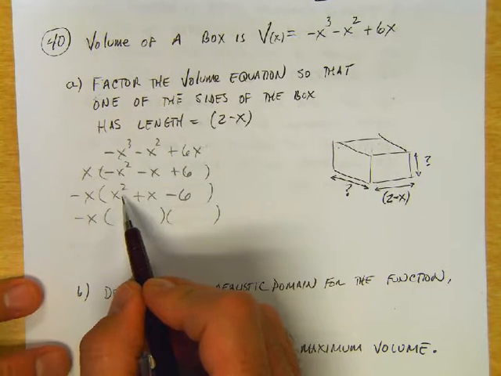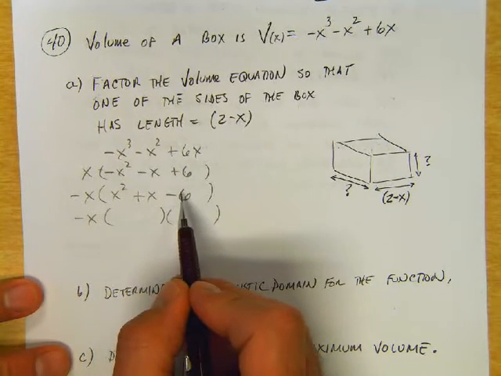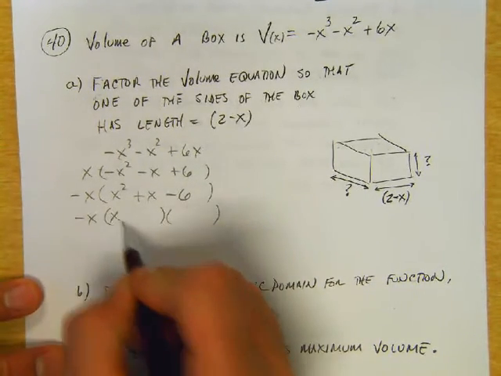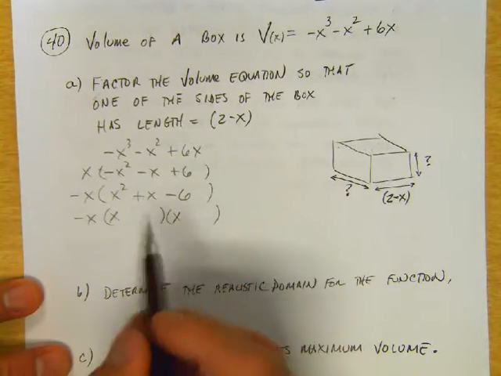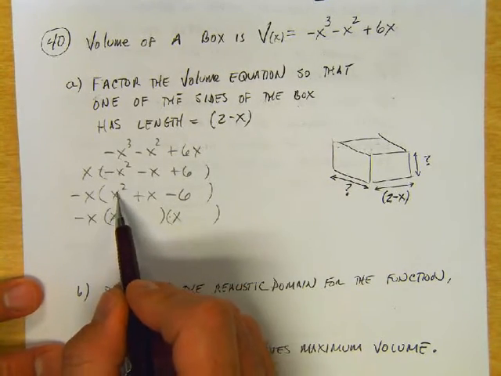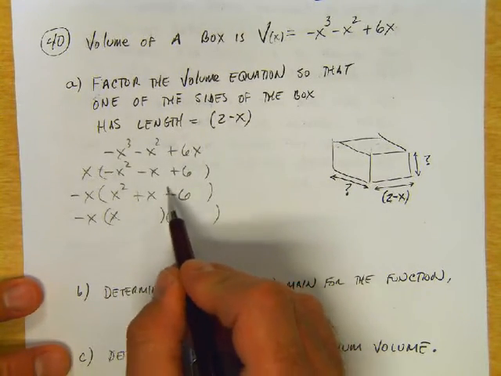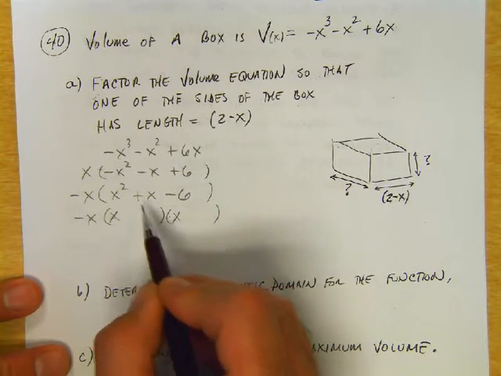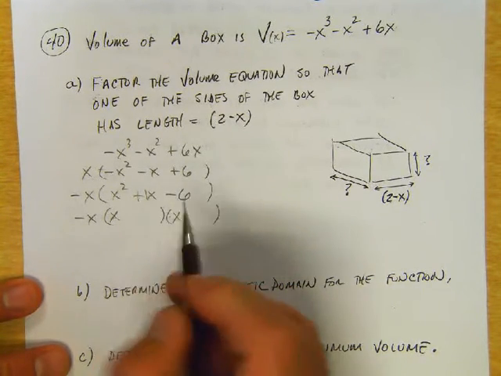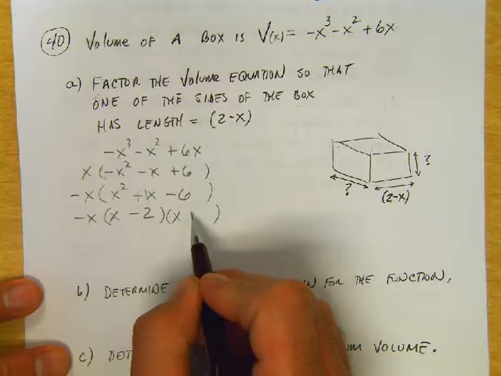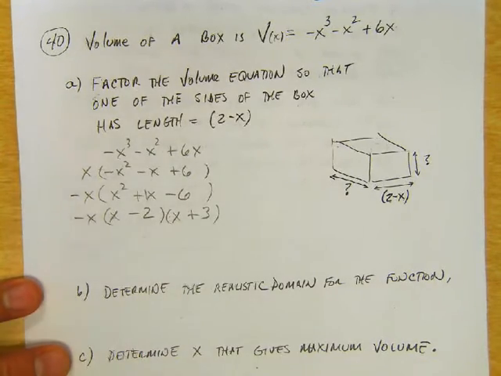Now, this quadratic trinomial can be factored into two linear binomials. x times x is x squared, and we need two numbers that multiply to negative 6 and add to positive 1. So minus 2, positive 3 does the trick.